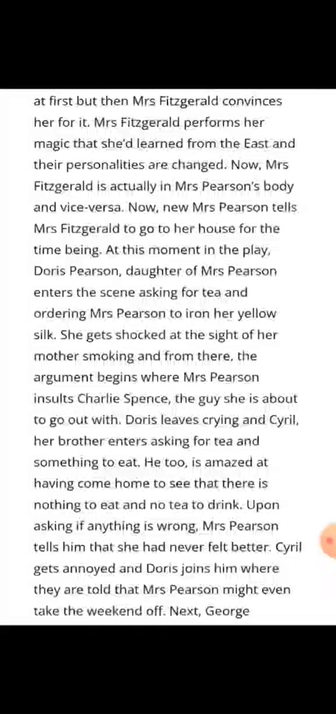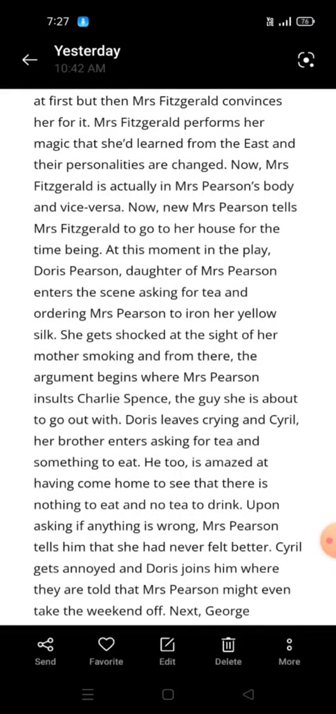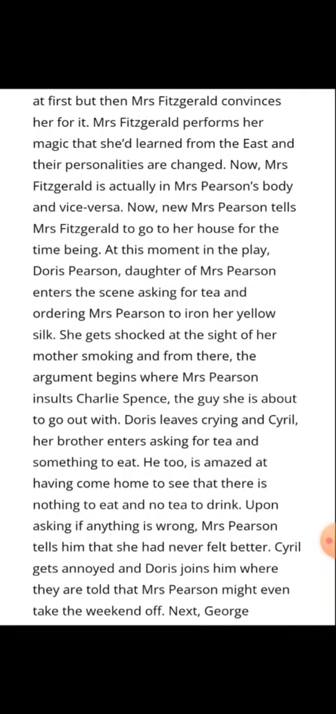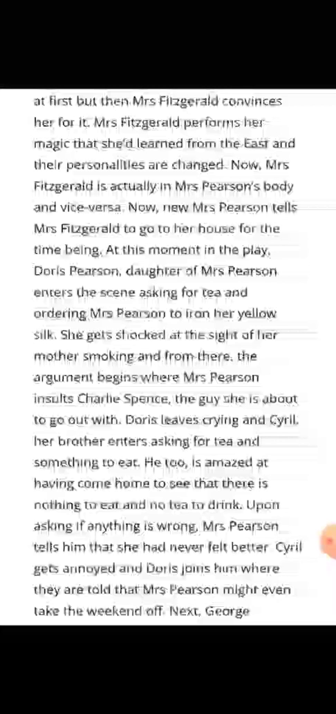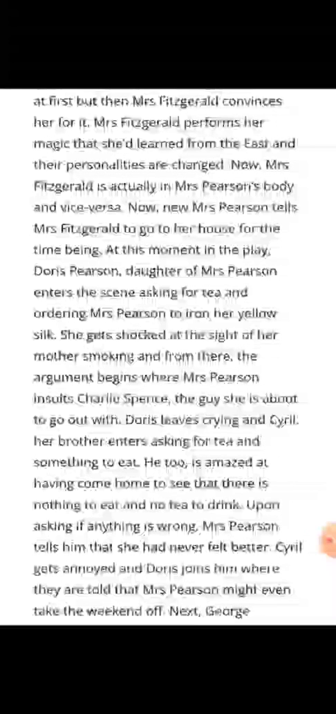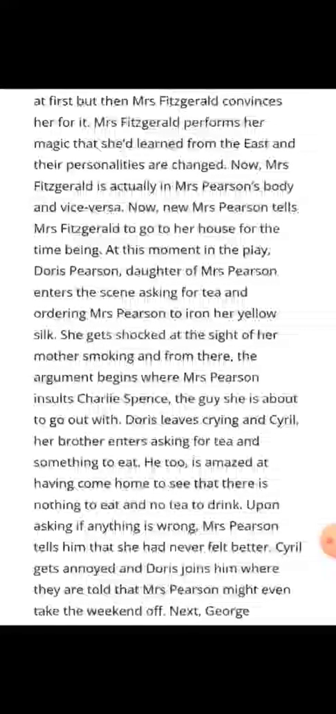Now, Mrs. Fitzgerald is in Mrs. Pearson's house with the soul of Mrs. Pearson, and Mrs. Pearson is in the house of Mrs. Fitzgerald with the soul of Mrs. Fitzgerald. Clear? Okay. Then, in the scene, Doris Pearson, the daughter of Mrs. Pearson, entered. She asked for the tea and for her yellow silk to be ironed, but she didn't get the answer she expected. She didn't get the answer yes. She got the answer no.